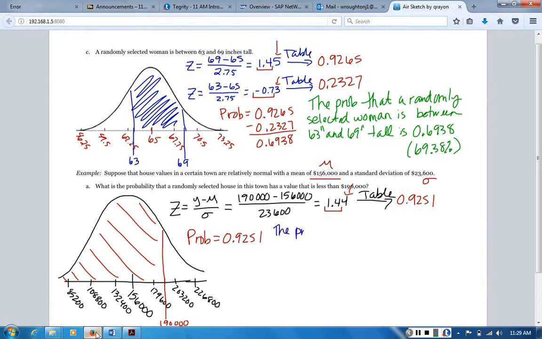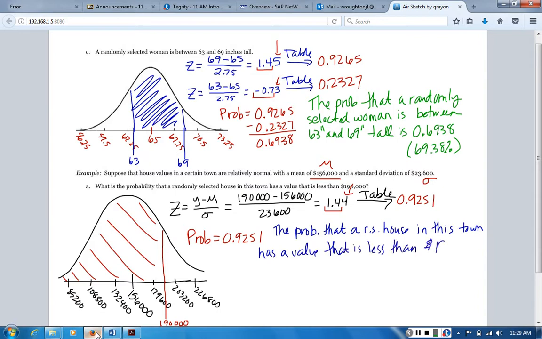So then we can go ahead and interpret here. So the probability that a randomly selected house in this town, and we're basically repeating the question with an answer, has a value that is less than $190,000 is 0.9251, or again if you prefer, 92.51%.